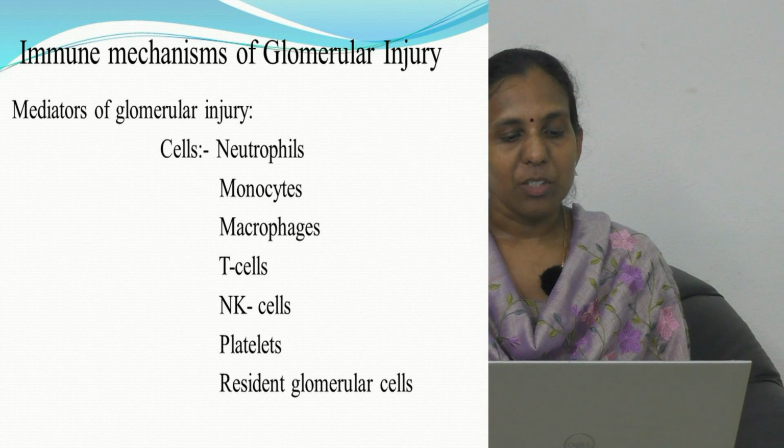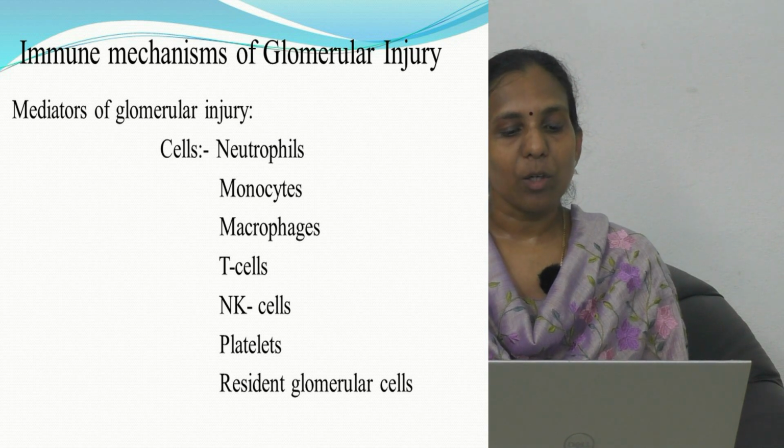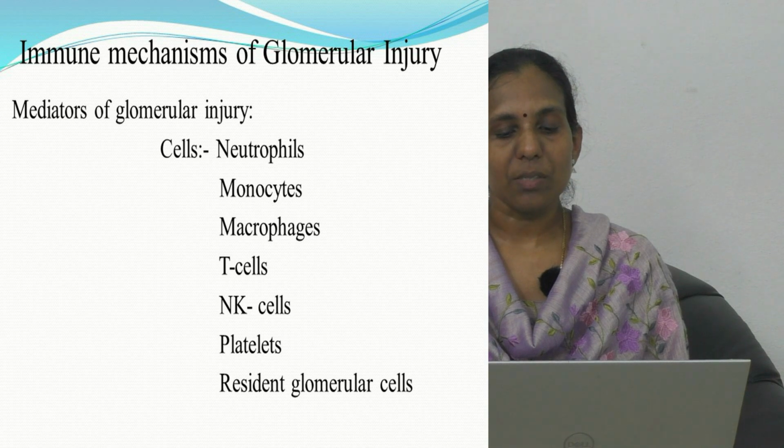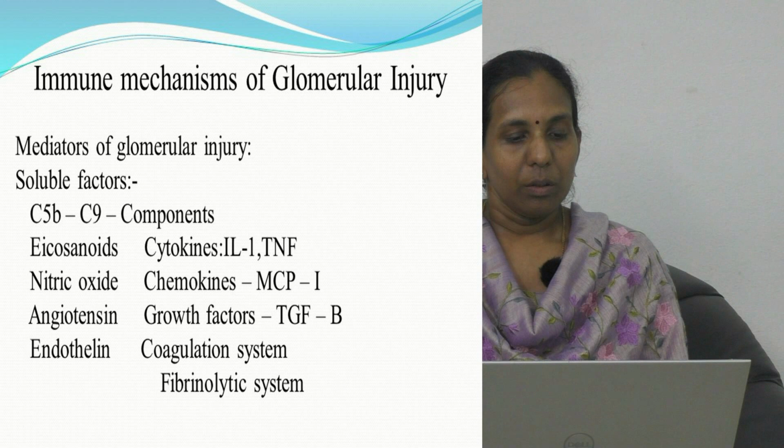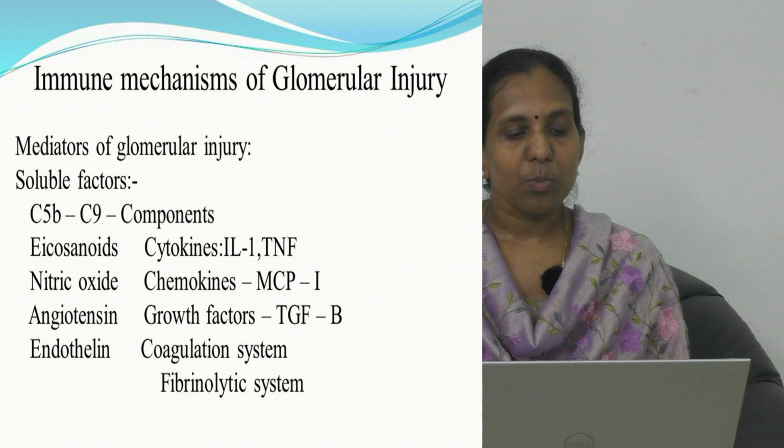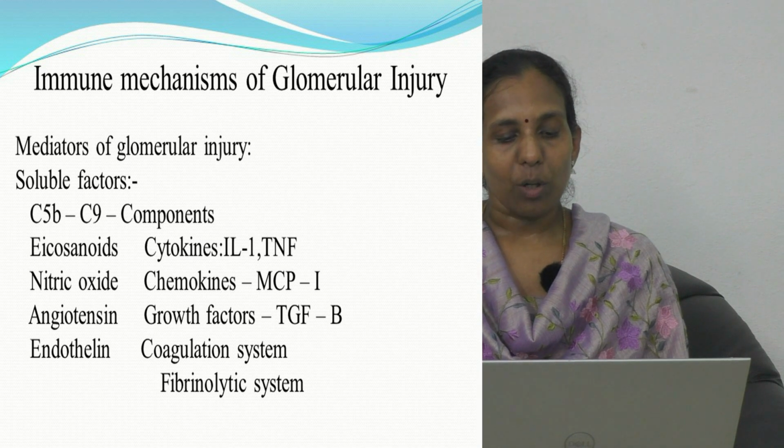After the glomerular injury, the cells which mediate the glomerular injury are the neutrophils, monocytes, macrophages. The soluble factors responsible for the mediation are the components of the complement, cytokines, chemokines, growth factors, along with the products of the coagulation system and fibrinolytic system.